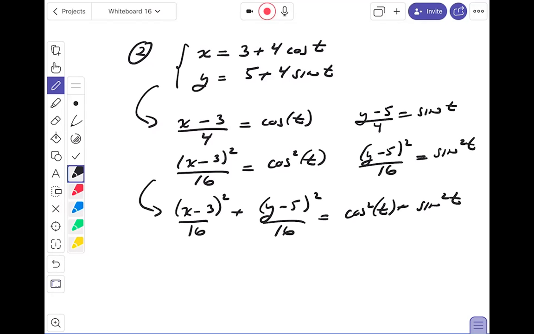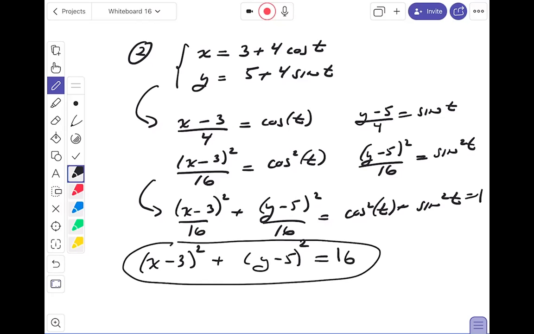Now, what would this give me? I hope you realize the right side is just the number 1, right? If it's just the number 1, I'm going to multiply both sides by 16. What do you get? X minus 3 squared plus y minus 5 squared equals 16. Well, at this point, you should recognize that this is actually an equation of a circle. All right. This is an equation of a circle. It's still a circle.